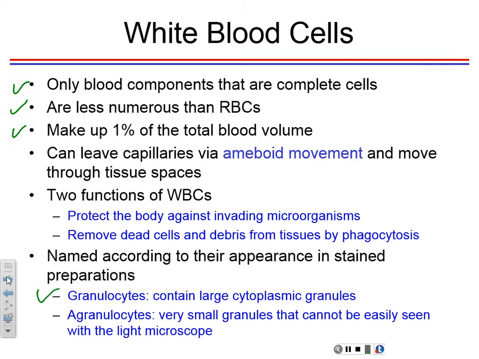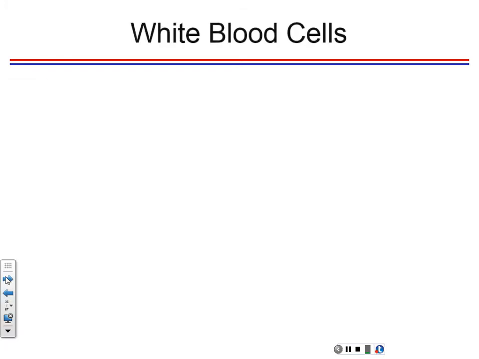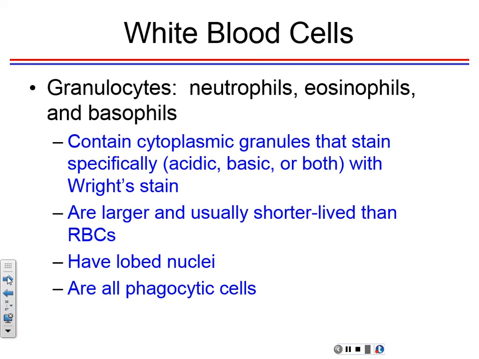So the broad name categories are granulocytes, which have granules in the cytoplasm, of which there are 3, and then agranulocytes. There are 2 of them, lymphocytes and monocytes. The granules are way too small to be seen under a microscope anyway, so they don't have granules in them. So, granulocytes: neutrophils, eosinophils, and basophils.